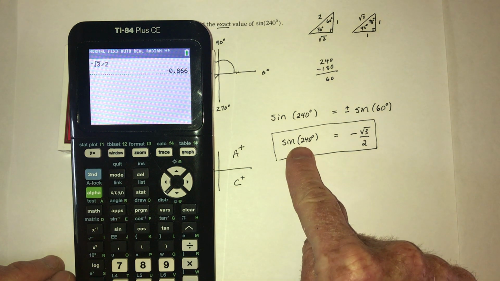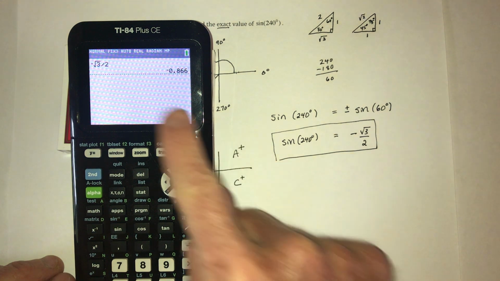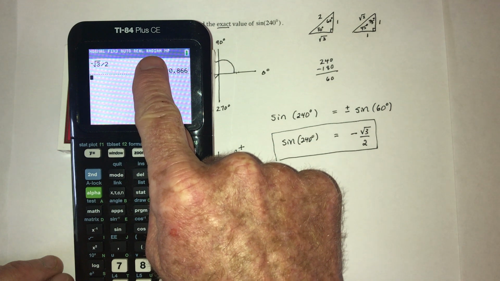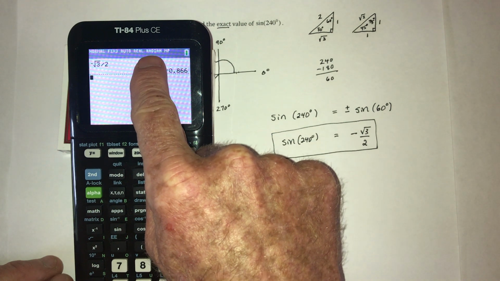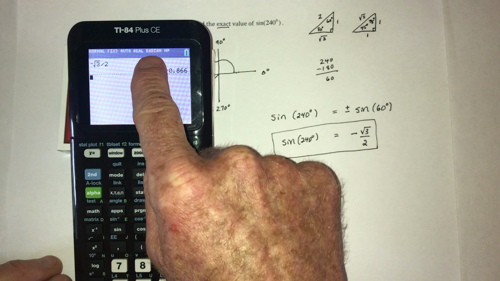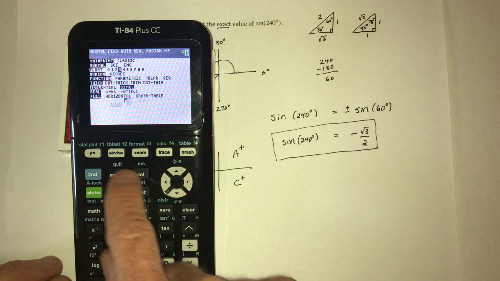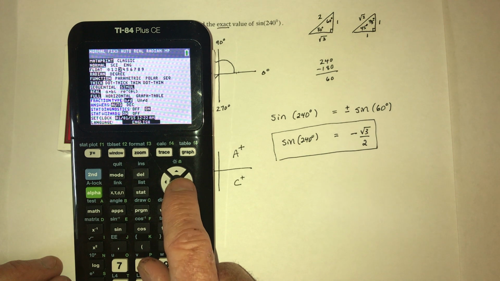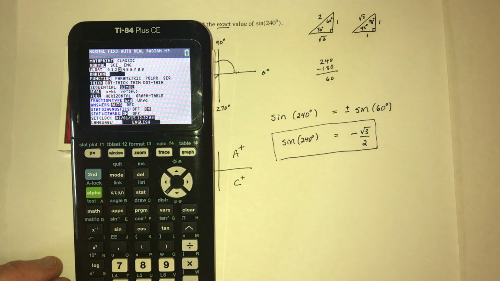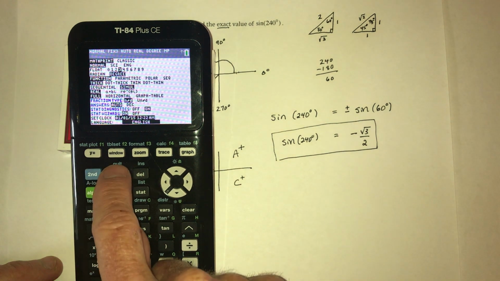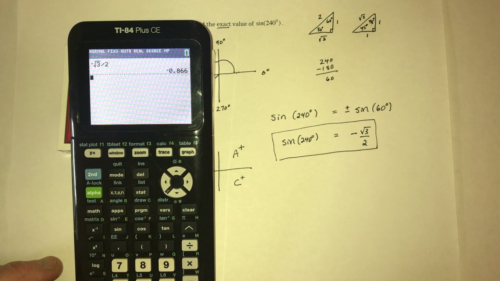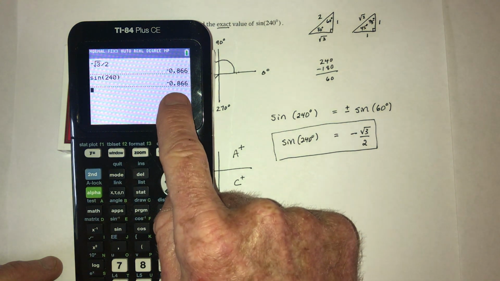Then I need to take sine of 240 degrees. Right now my calculator's in radians mode, so there's two ways to measure angles, radians and degrees. I need to change this to degrees. So go to mode, move down, right now it's on radians, change it to degrees and hit enter. Now put second quit. Now it's going to be in degrees and go sine of 240, and the answer is exactly the same.